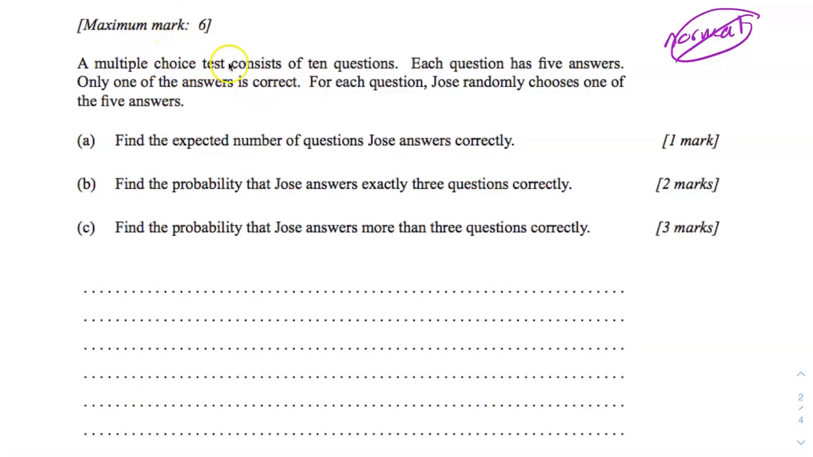The fact that it's a multiple choice test consisting of 10 questions, each question having 5 answers, means this is a binomial question. If you're not sure there, that's fine. Here, find the expected number, find the probability that exactly 3 questions are correct, find the probability that more than 3 questions are correct. That should be the dead giveaway to a binomial question. Exactly, more than, less than: binomial.